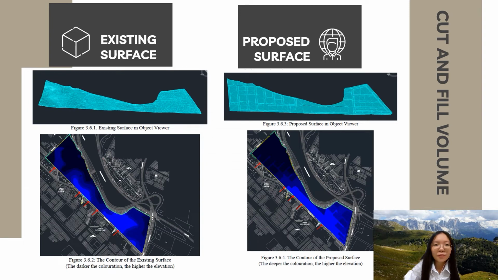These two figures are the surfaces that we created using Civil 3D. The darker the color, the higher the elevation. Cut and fill volume is obtained by comparing these two surfaces.